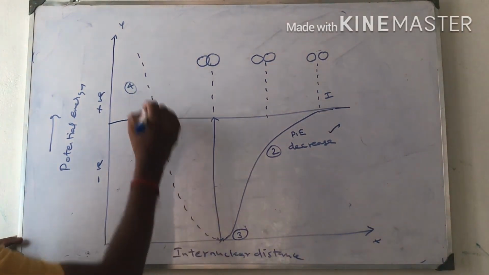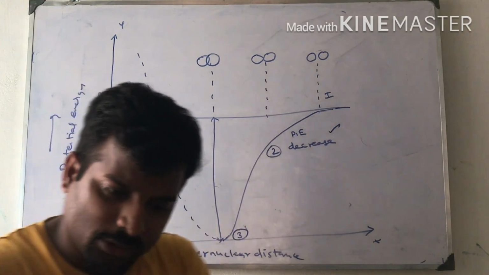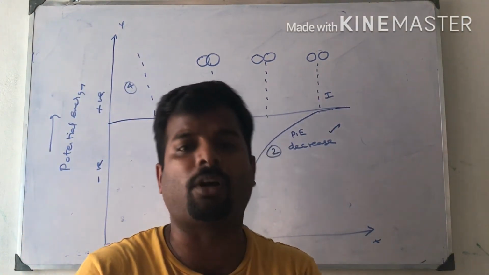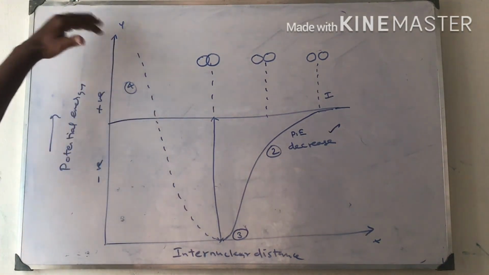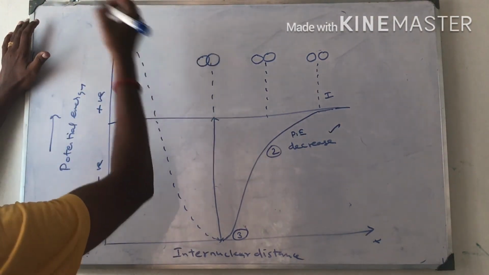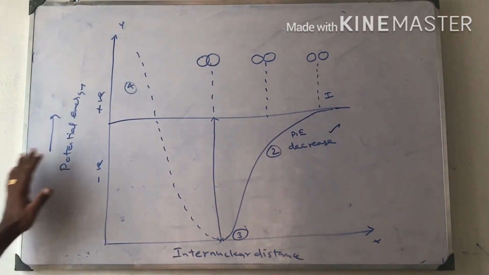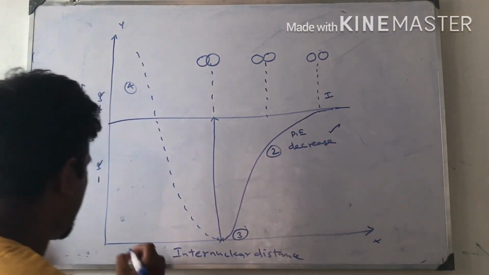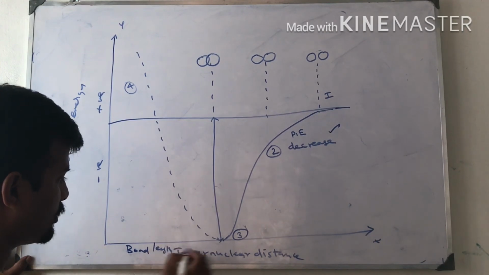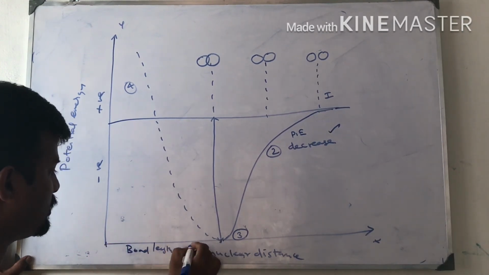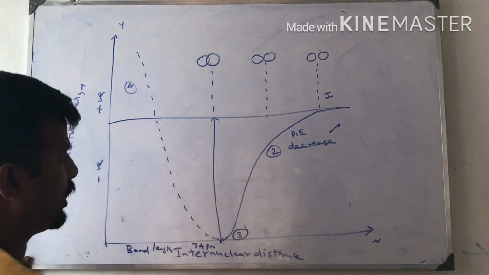Suppose in the fourth condition, the atoms are pushed closer than that, what happens? Repulsion will start. At that stage, again potential energy increases, and it will end with positive potential energy. These are the terms related here. This is nothing but bond length. Bond length of hydrogen is equal to 74 picometer.